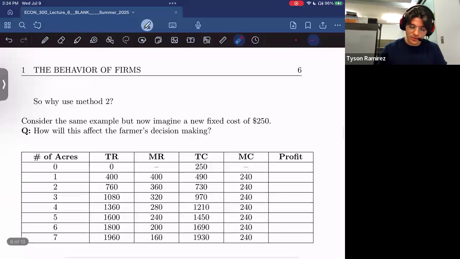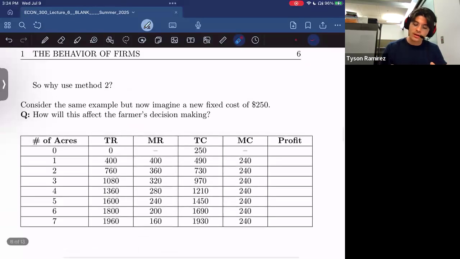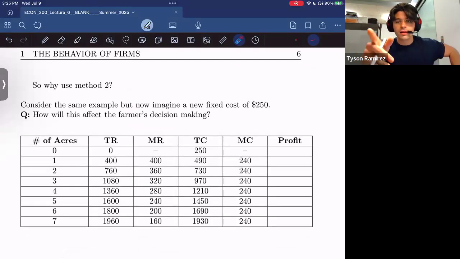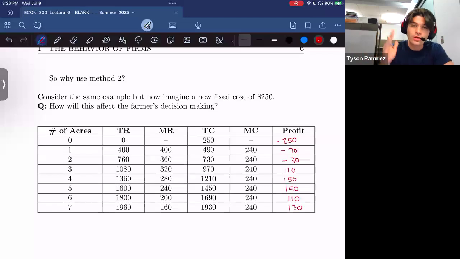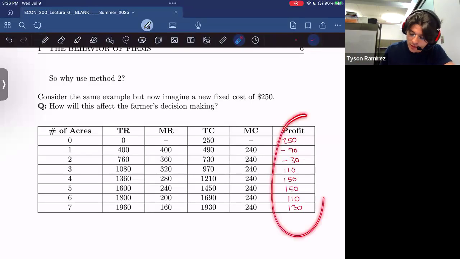Let's consider another example. All right. So why use method two? Consider another example, but now suppose that there is a fixed cost. Now suppose that there is a fixed cost of 250 bucks. How does this affect the farmer's decision making? Well, you can pause here, recalculate profit, now taking into account this fixed cost. Take a few seconds and calculate profit. And what you should have found is what I have for you on the screen.